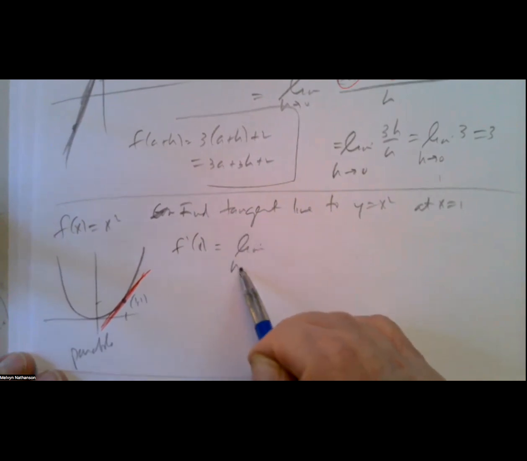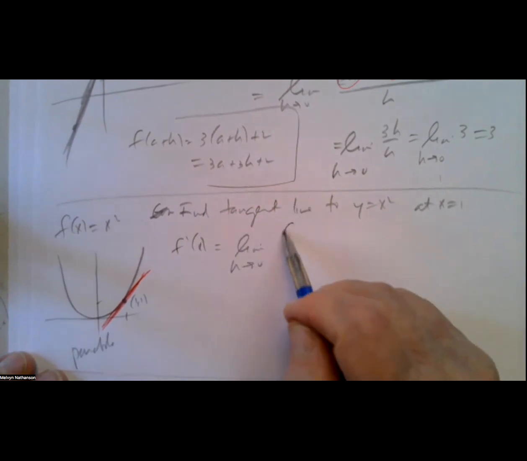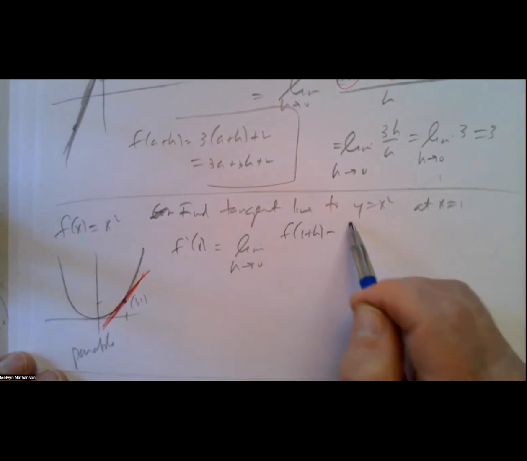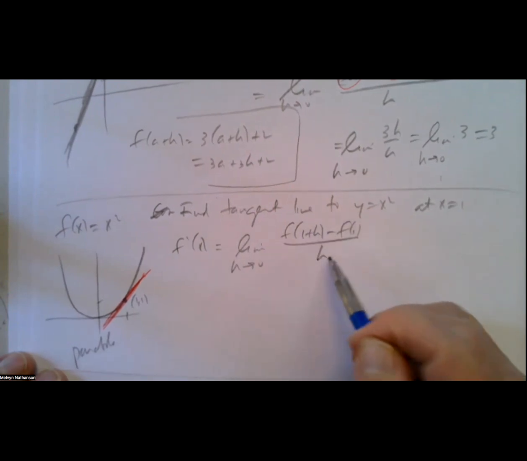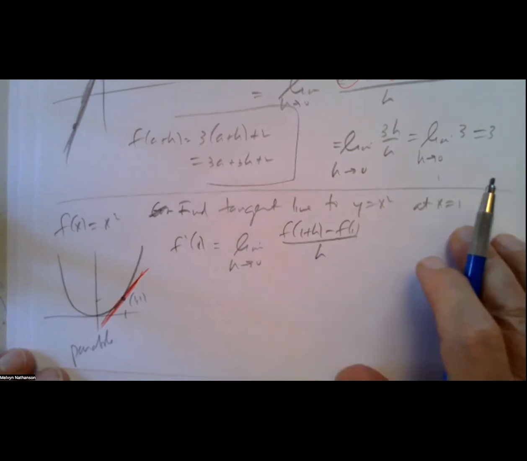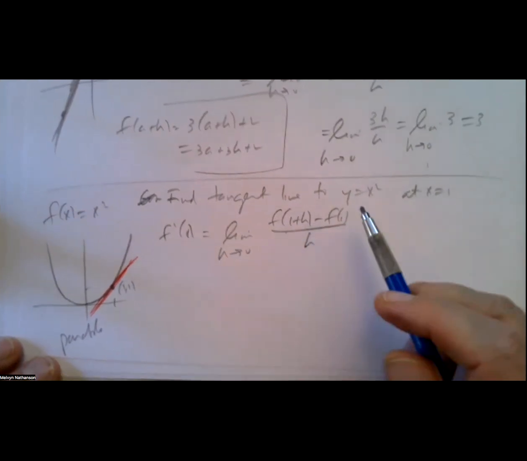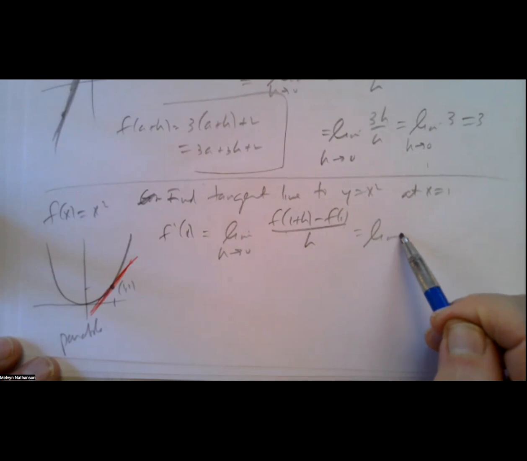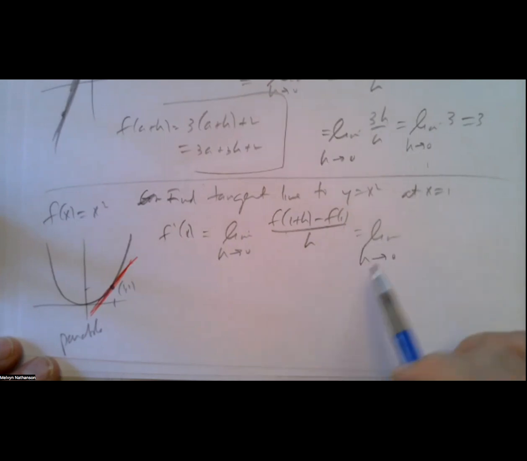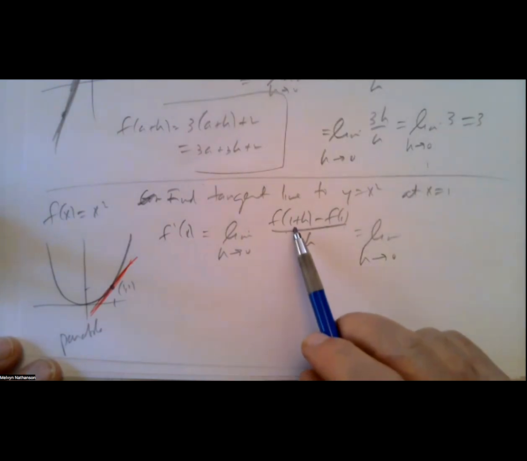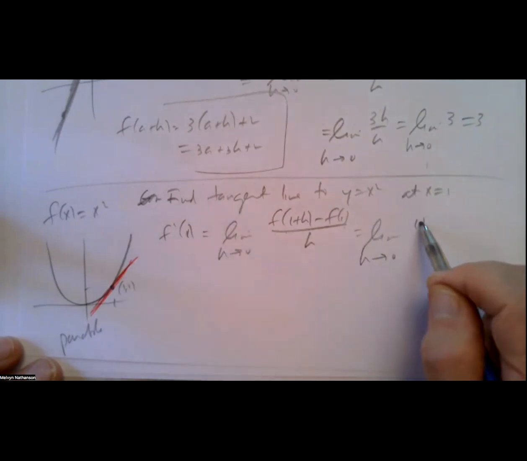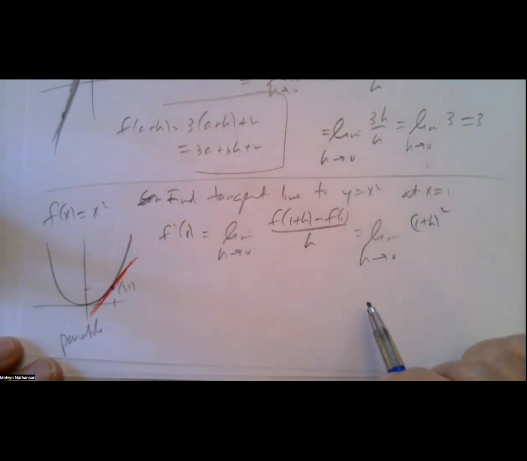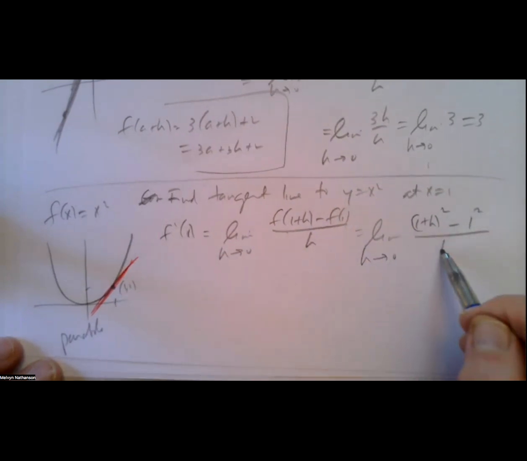That's the limit as h goes to 0 of f of 1 plus h minus f of 1 over h. That's the definition of the derivative at a equal to 1. So that's the limit as h goes to 0. What is f of 1 plus h? 1 plus h squared. What is f of 1? 1 squared, over h.